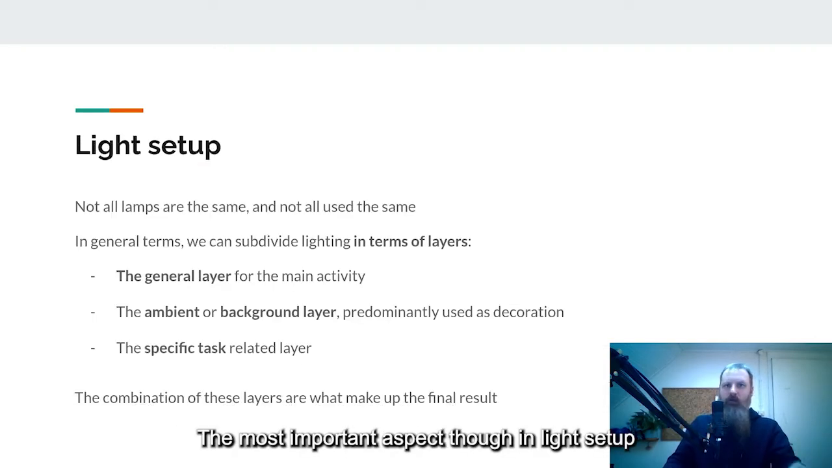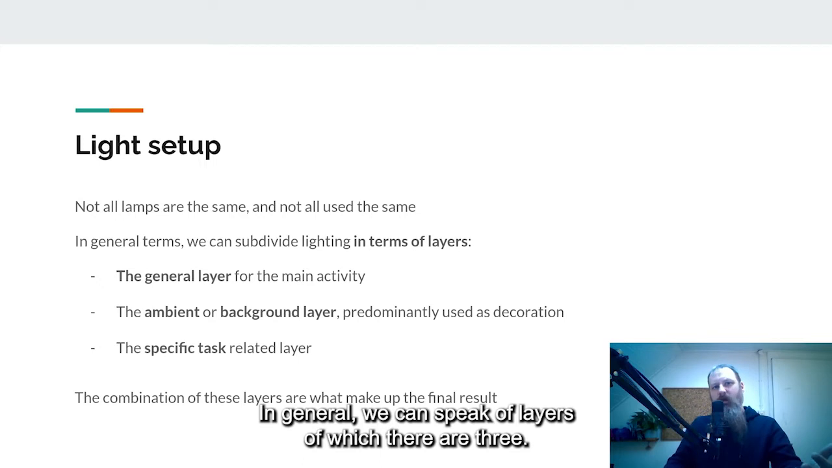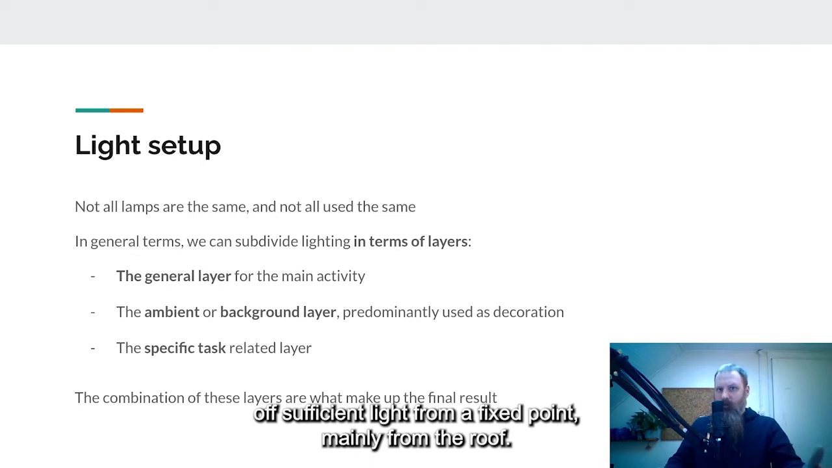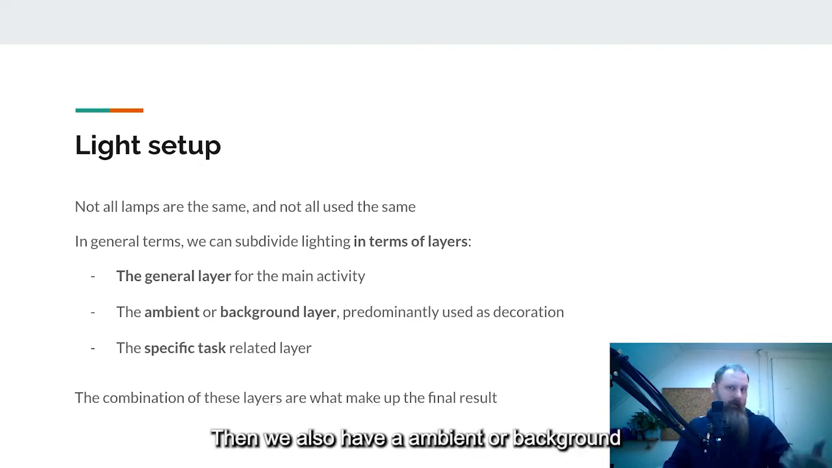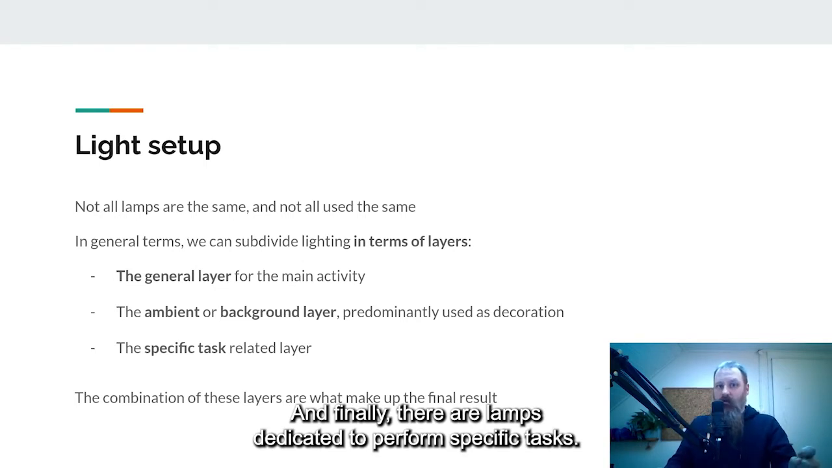The most important aspect though in light setup is the purpose of each light and how we use it. In general, we can speak of layers, of which there are 3. The most important and obvious one is the general layer, which will always give off sufficient light from a fixed point, mainly from the roof. Then we also have an ambient or background layer, which is primarily used as decoration or filler. And finally, there are lamps dedicated to perform specific tasks.